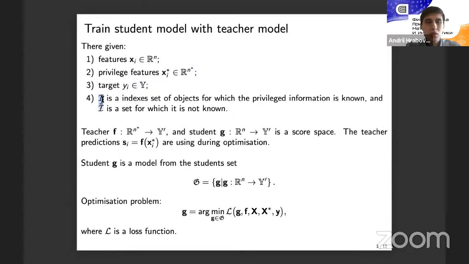We call E the index set of objects for which the privileged information is known for the teacher. Next, we assume that the teacher model is given and fixed. It's an optimal model, and we need to choose a student model, and this choice is made by minimizing the loss function. And this loss function depends on the teacher model.